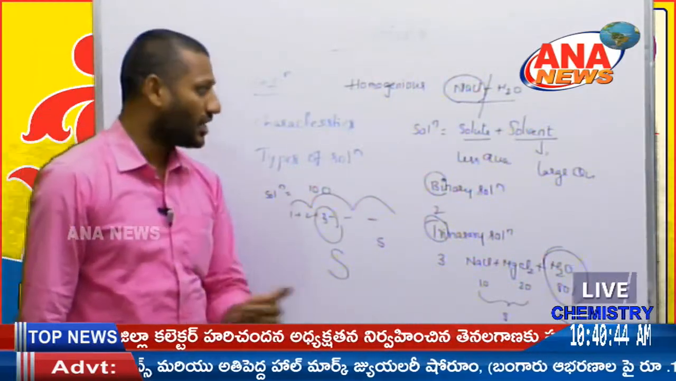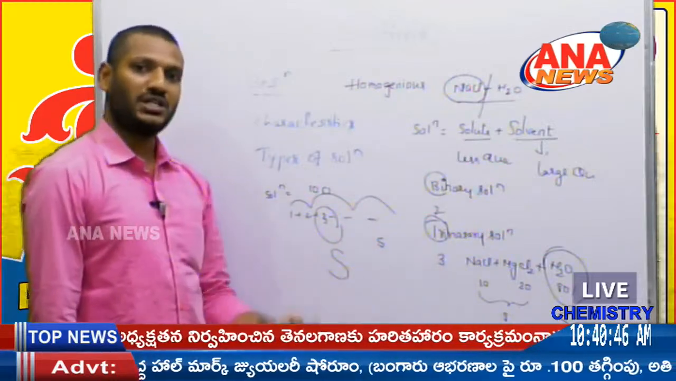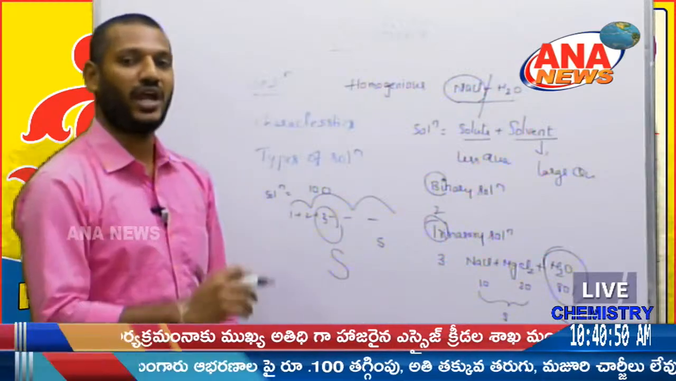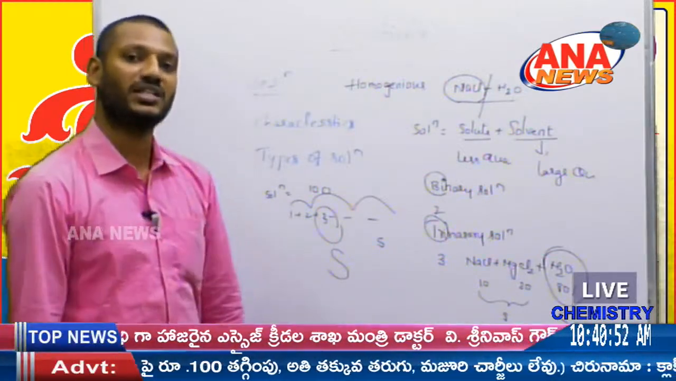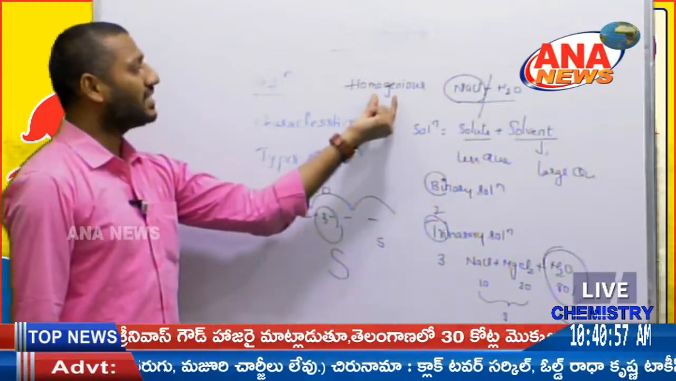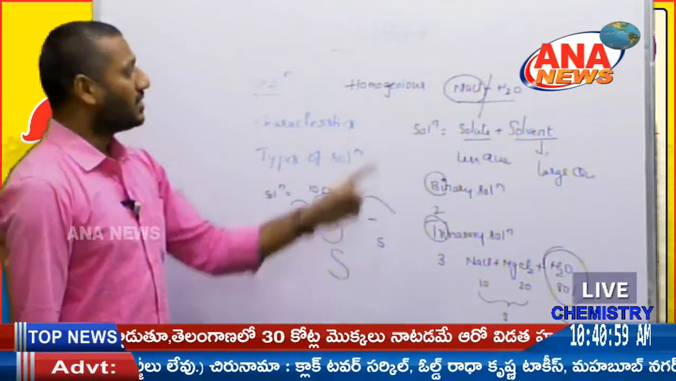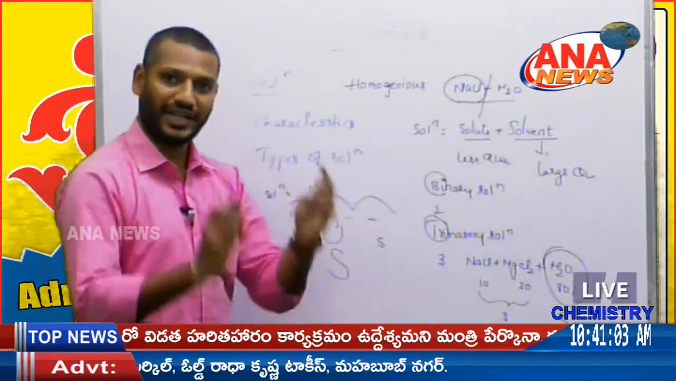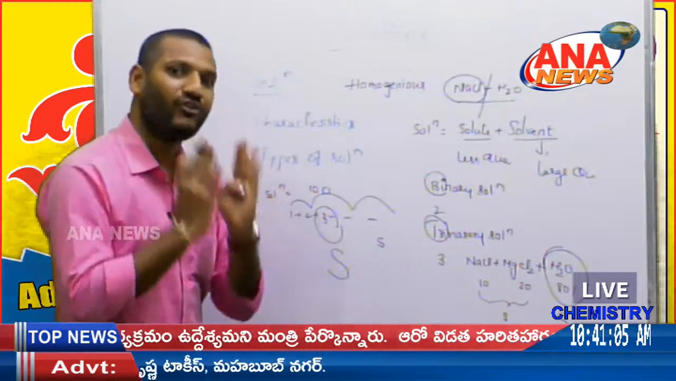So in a solution, of the different types of solutions, the solvent can be only one component, but all the remaining are accepted as solutes. So these are the types of solution, and this is the definition of solutions. In a homogeneous mixture, both the solute and solvent exist in a single phase only.